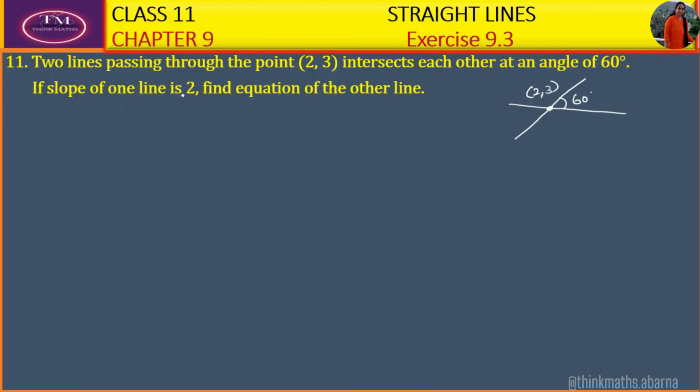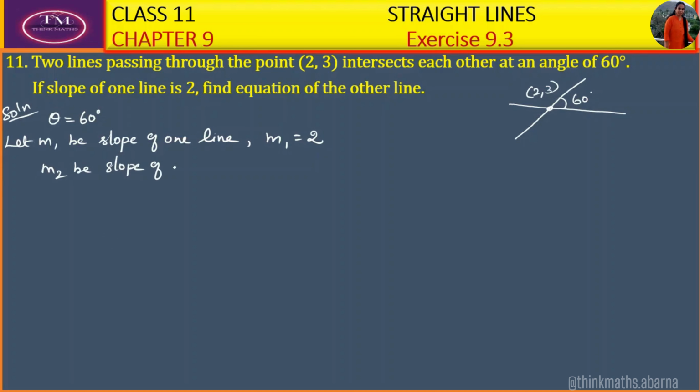One line's slope is given. We have to find out the equation of the other line. Okay. Now what is given? Theta, the angle between them, is given, which is 60 degrees, and let m1 be the slope of one line. And it is given m1 equal to 2. Okay, so the slope of one line is 2. So let m2 be the slope of the other line.